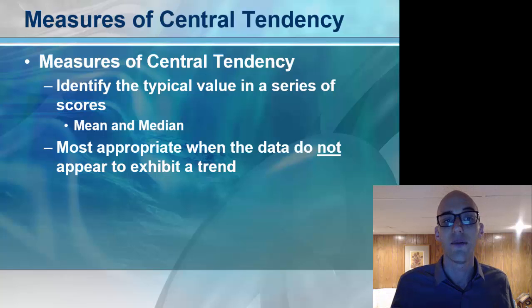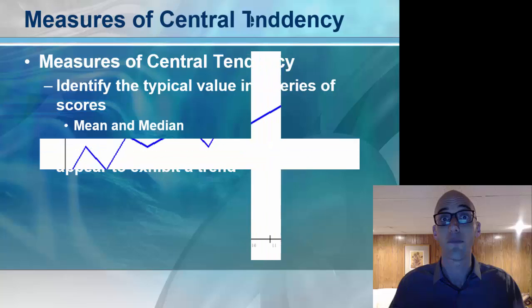I'm going to be covering mean, median, and range, and it's most appropriate to do this in data that don't appear to have a trend in it. You wouldn't want to report a mean or a median if you did find data that had trends in it, because taking an average might take away some of those trends and patterns. You'd want to report both.